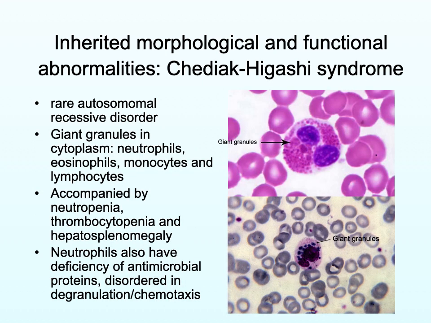Chédiak-Higashi anomaly is a rare autosomal recessive disorder in which abnormal lysosomes are formed by the fusion of primary granules. They are seen as grayish-green inclusions or giant granules in the cytoplasm. The cells are ineffective in killing microorganisms, and affected individuals often die early in life from pyogenic infections.